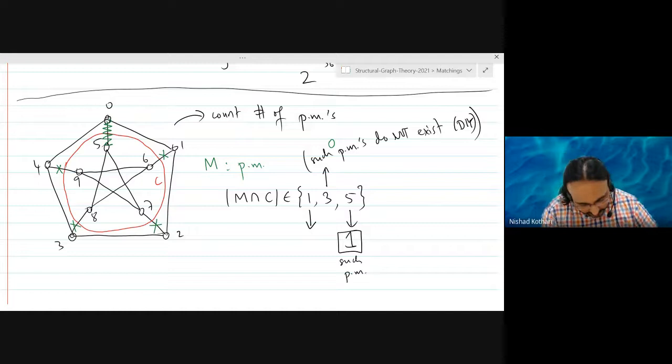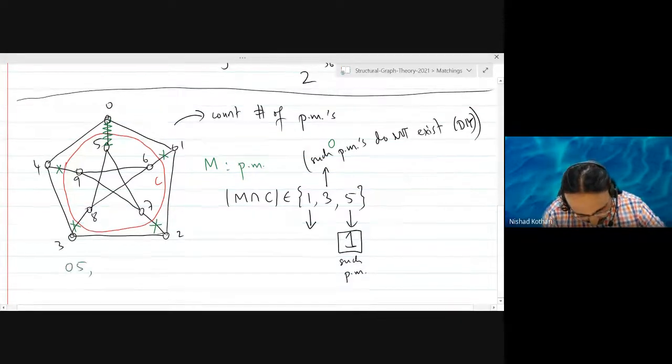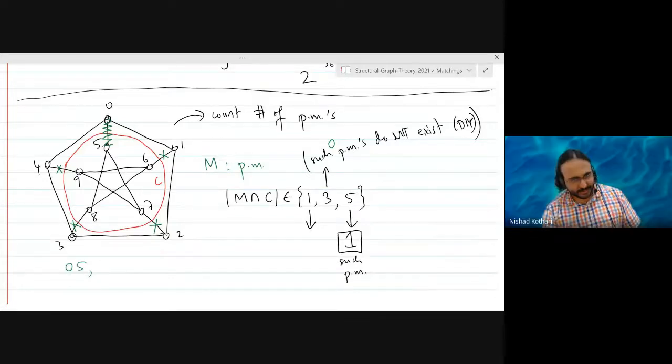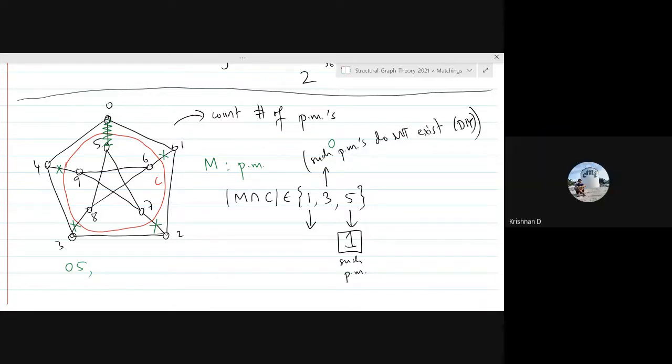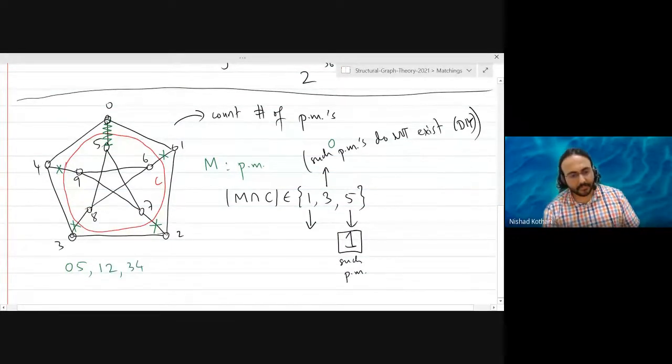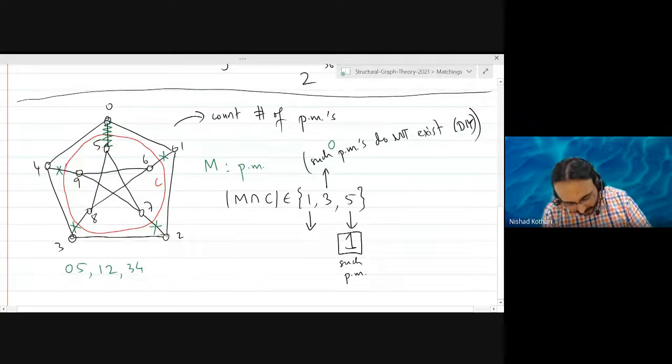So one of your edges is 0, 5. The number of matchings inside multiplied by the number of matchings outside. Sure. So let's look at the outside. How many perfect matchings do you see outside? One. Can you tell me what it is? 4, 3, and 2, 1. Exactly. It's just 1, 2, and 3, 4. So you have to take those two edges.